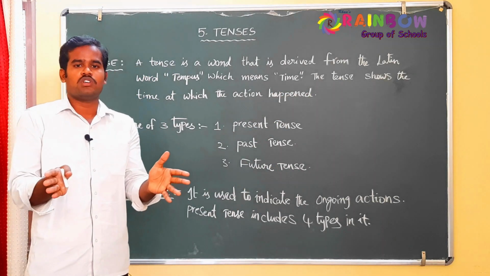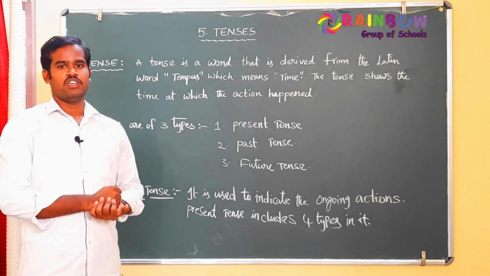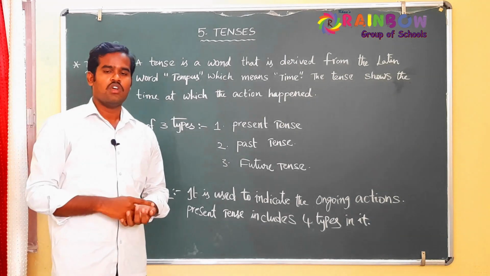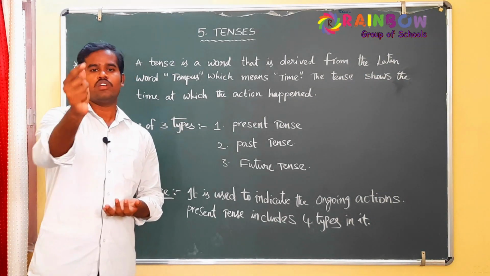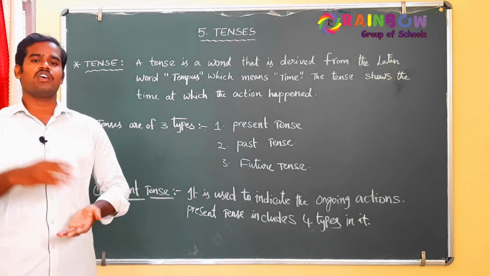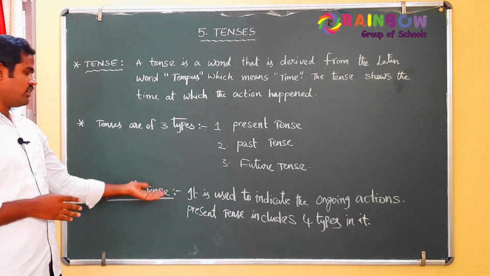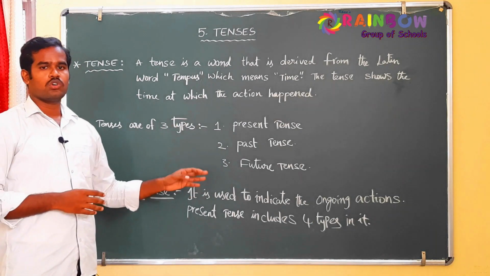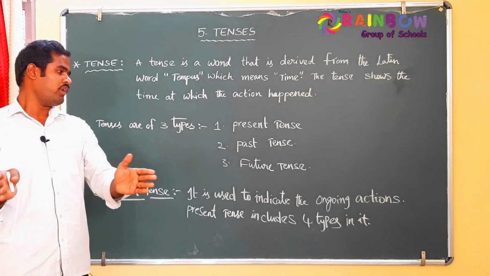See, at this moment what is happening? I am teaching. It is an ongoing action. It is happening now. And what is one more ongoing action now? You are listening. You are listening to a video related to English. So it is an ongoing action. So such type of actions are known as present tense. So present tense is used to refer to the actions which are happening at this moment.